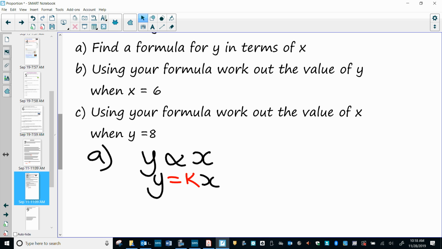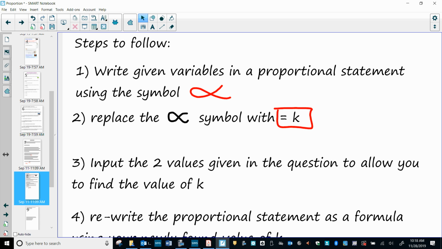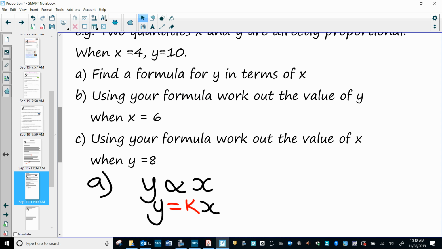Now, each question will give you some additional information. The additional information for this question is that, deep breath. Now I don't even know where my notes have gone. They've told us that when x is 4, y is 10. Can you all see that that's in the original question? Yeah. So they've told us that information to allow us to find k.